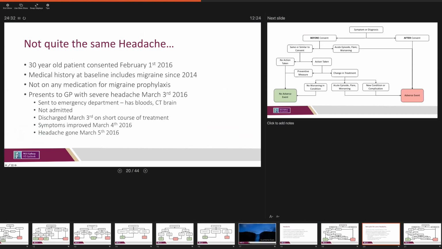But what would happen if the clinical scenario for this same lady was slightly different? So again, we're talking about the same patient who has had a migraine diagnosis for a couple of years before she's entered a clinical study. She's not on any treatment, but instead of this being her usual headache, she has a very severe headache. She goes to see her GP, who thinks that this is out of character for her, sends her to the emergency department, has all sorts of investigations done, but she's not hospitalized, and she has some treatments.